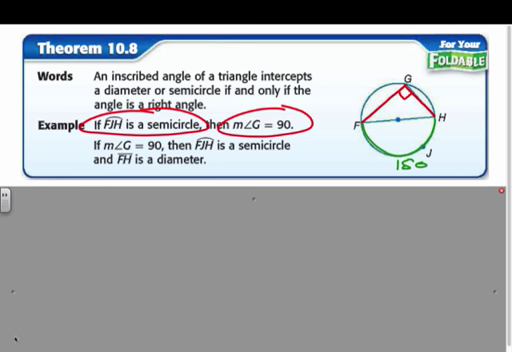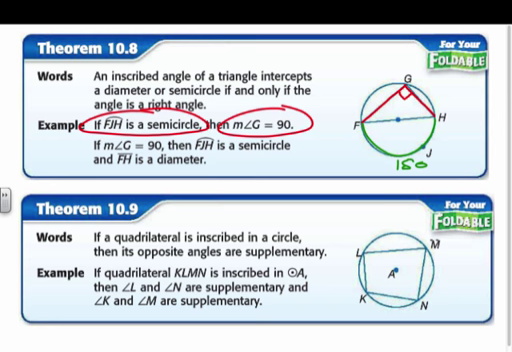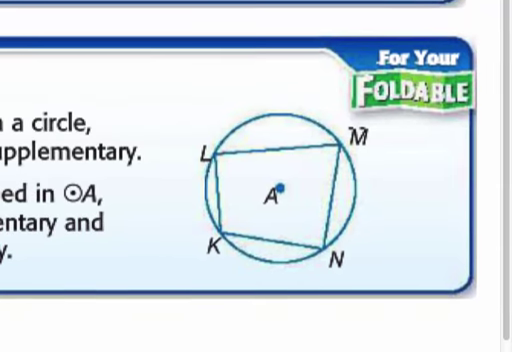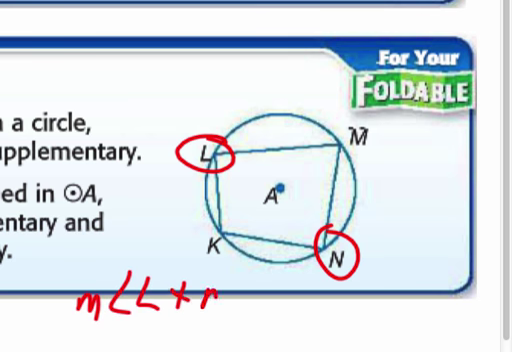And my last theorem is: if a quadrilateral is inscribed in a circle, then its opposite angles are supplementary. So that means angle L plus angle N would add up to 180. They're supplementary, that's what that means. So measure of angle L plus the measure of angle N would add up to 180.